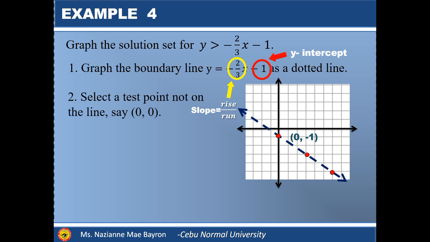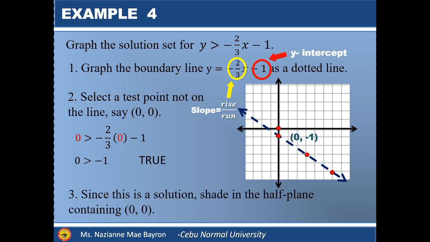Okay, select a test point not on the line, say 0, 0. Since 0, 0 makes the inequality true, shade the half plane containing the 0, 0.